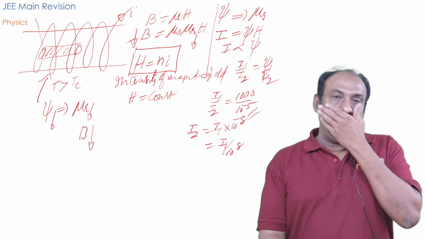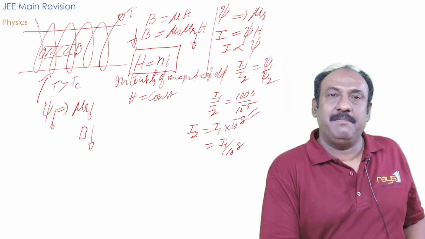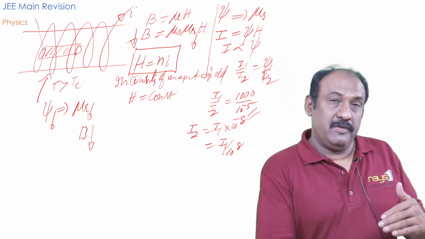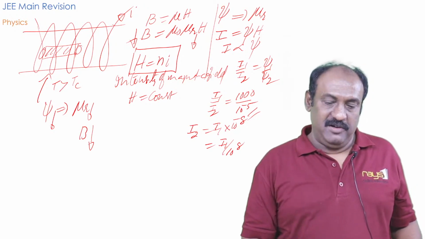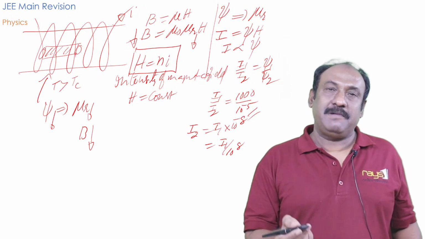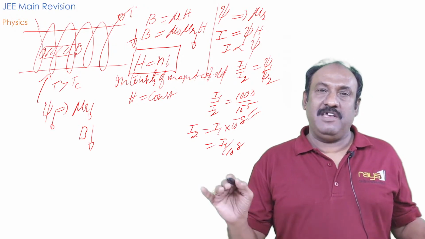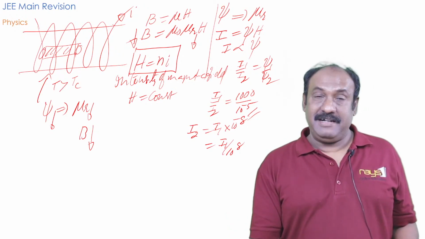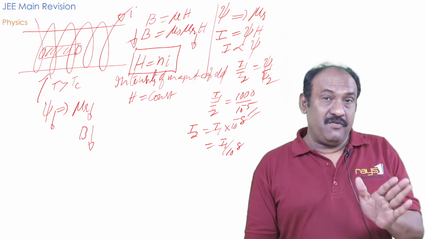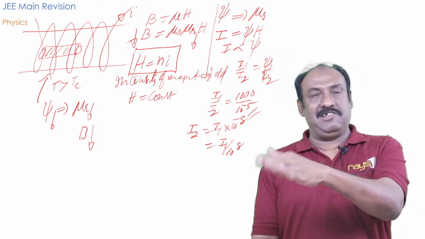So when a soft iron core is placed in the solenoid and heated above the Curie temperature, the mu r value decreases, due to that the susceptibility decreases, and due to that the B value decreases, but there is no change in the intensity of the magnetic field, that is H. It remains the same. But the intensity of the magnetic field is different from the intensity of magnetization.